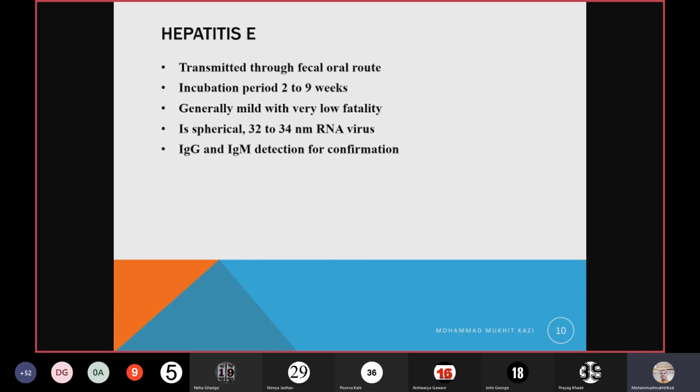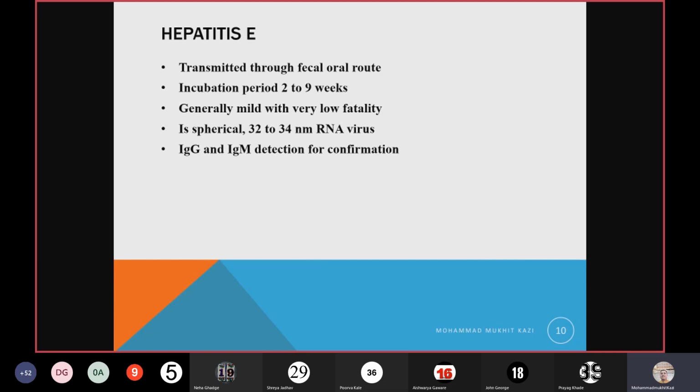The infection is generally mild with very low fatality. It is not that fatal as compared to hepatitis B. But here you may get sporadic cases as well as outbreaks. Outbreaks are very rare in hepatitis C, but sporadic cases will usually occur. The virus structure is again spherical, 30 to 34 nanometers, and it is an RNA virus. If you look at the genetic material, except for B, all of them are RNA viruses.